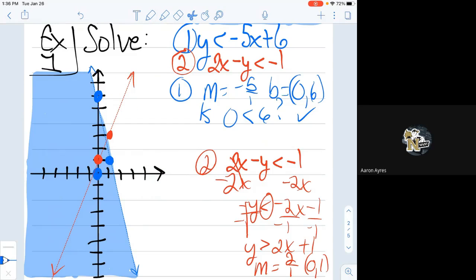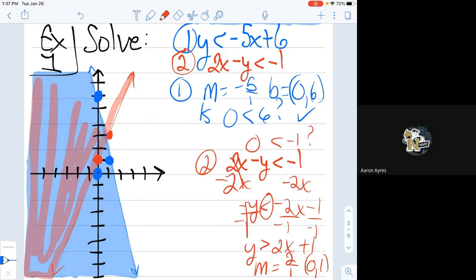All right. Now, shade what side? Okay. Is 0 less than -1? True or false? That is false. So 0, 0 is not a solution this time, so we shade the left side of the line. So you just shade the left if it's wrong. You shade the side that doesn't contain 0, 0 if it's false.